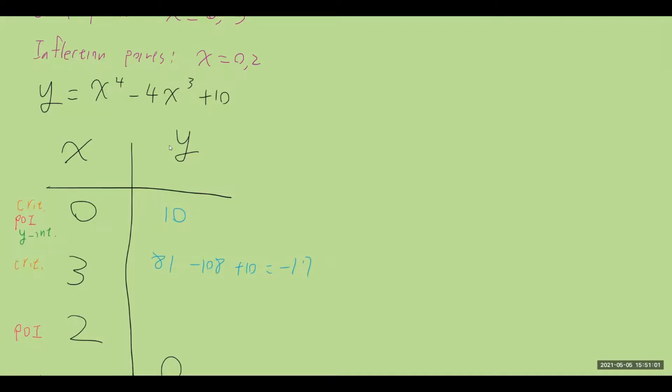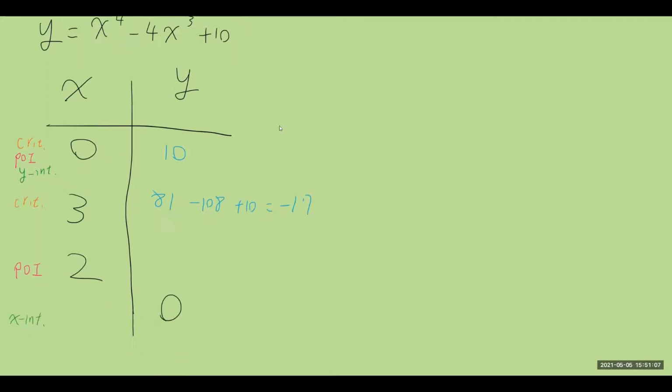And when x is equal to 2, we plug in 2, so that will be 16 minus 32 plus 10, that'll be negative 6. All right, and then we have our x-intercept. So we have to set that equal to 0 and solve. It's probably going to be a little bit annoying. So let's see.